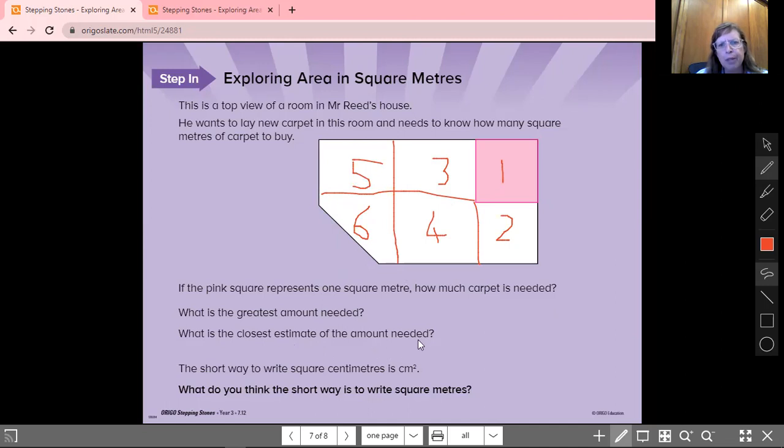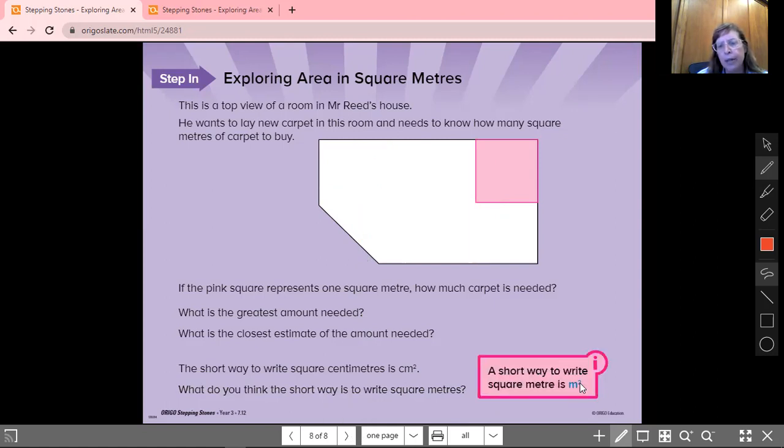What is the closest estimate of the amount needed? Well, I would say that that's probably close to 1/2. So my estimate would be 1, 2, 3, 4, 5 metres squared plus another 1/2 metre. So I would say my estimate would be 5.5 metres squared. The shortest way to write square centimetres is centimetres with that little 2 at the top that I showed you before. So in this one, we're writing square metres. To write that, we would write an m with that little 2 above it.